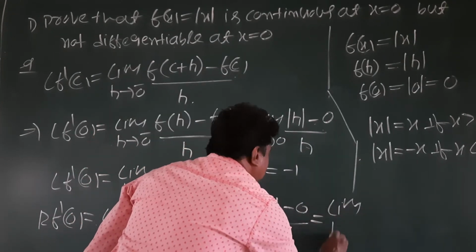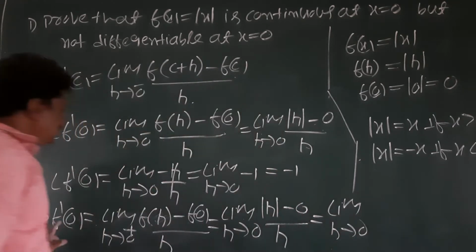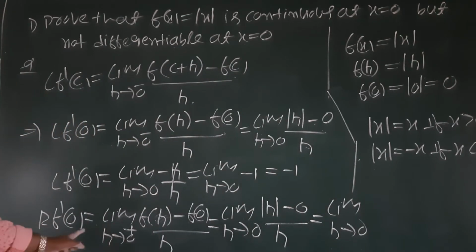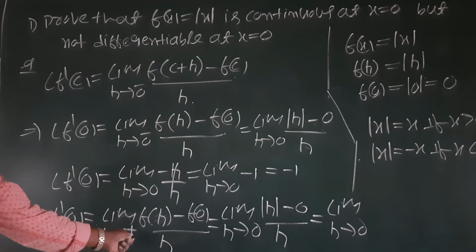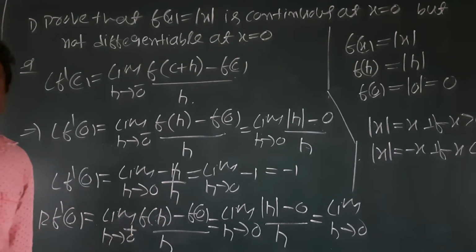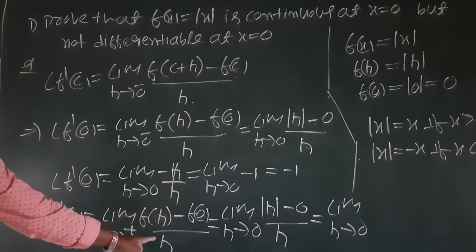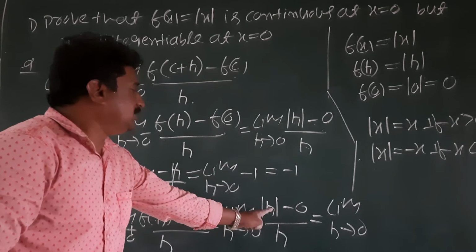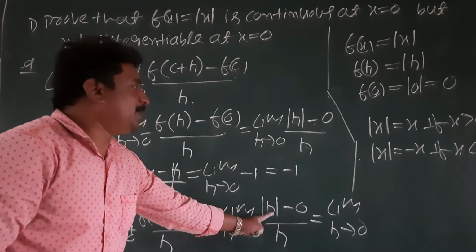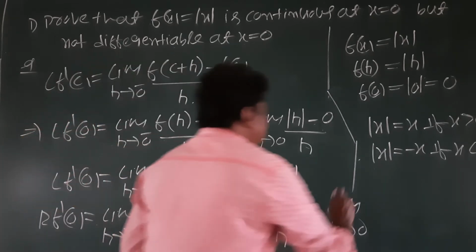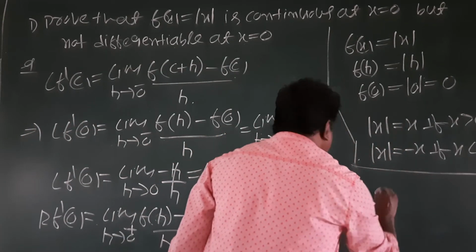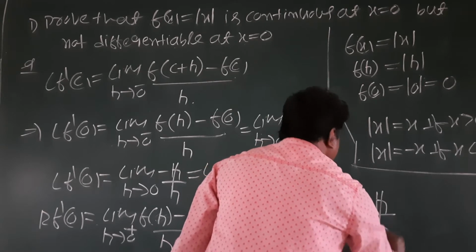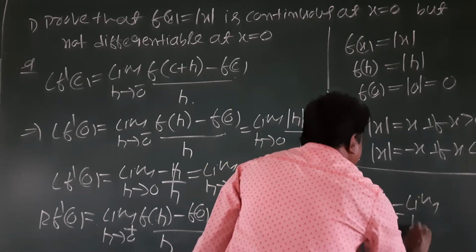Limit h tends to 0. Since it is right hand derivative, for that right hand derivative, the h value is on the right side of 0. All numbers which are on the right side of 0 must be positive. Right neighborhood of 0 must be positive. That is mod h. h is positive. If h is positive, mod h becomes h. Mod h is h by h. So that is limit h tends to 0, 1.